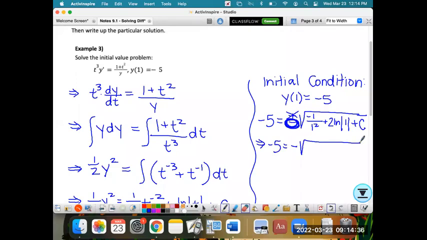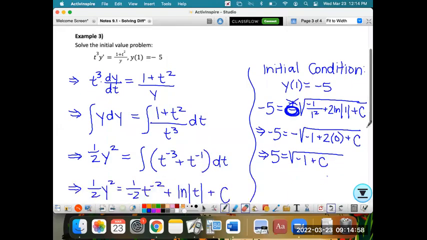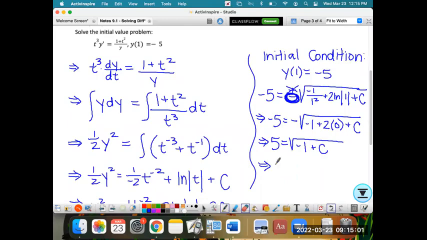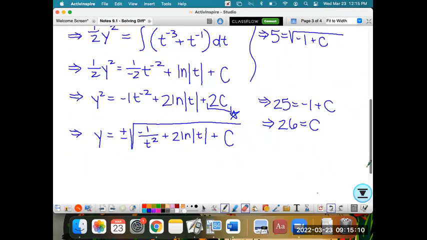And then I'll simplify the inside. So -1 over 1 is still -1. Plus 2, natural log of 1 is 0. Divide both sides by -1, we get +5 equals positive square root of, let's see, just -1 plus c. Square both sides, you get 25 equals -1 plus c, which means that c equals 26. And we can go ahead and write our particular solution up.